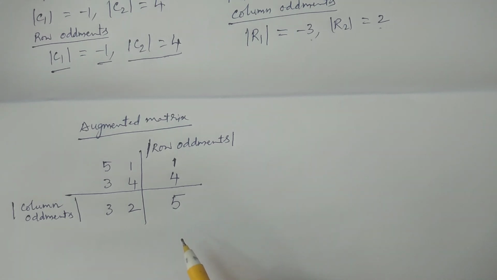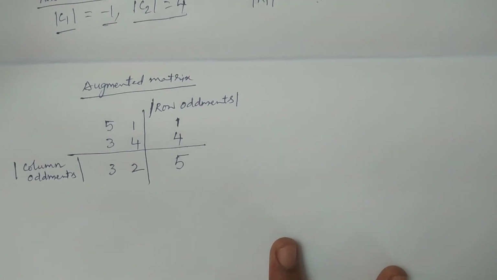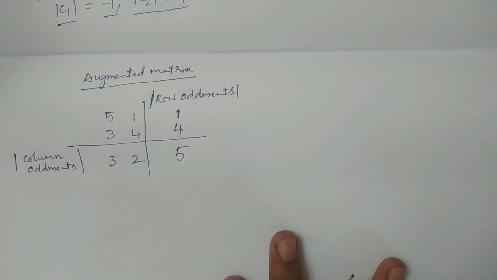Then we can apply this procedure, this method. In this method, we can calculate the optimal strategies and the value of the game. Now, how do we calculate the optimal strategies? First, the optimal strategies for player A.